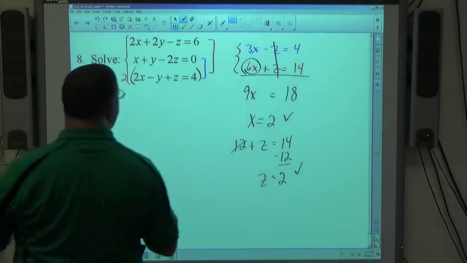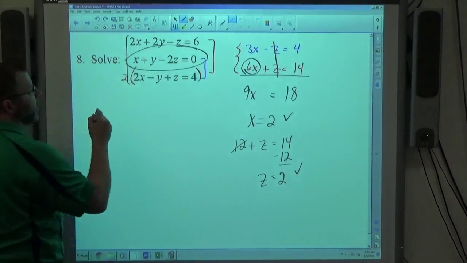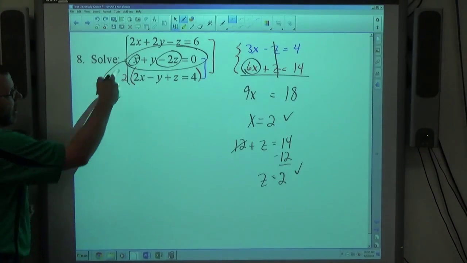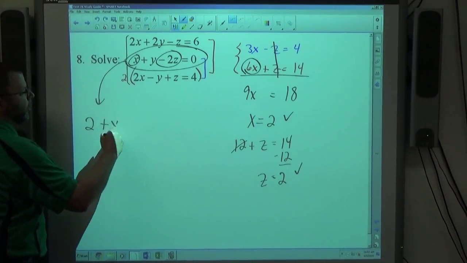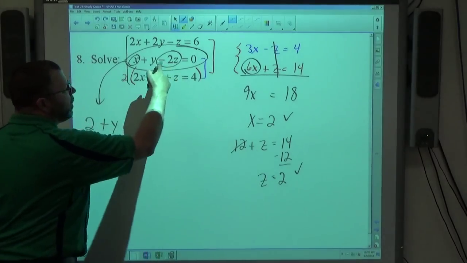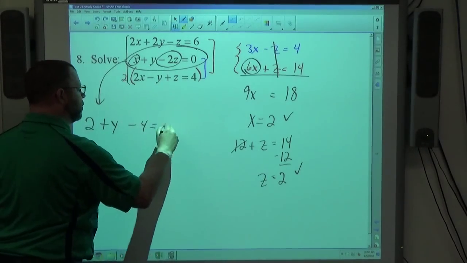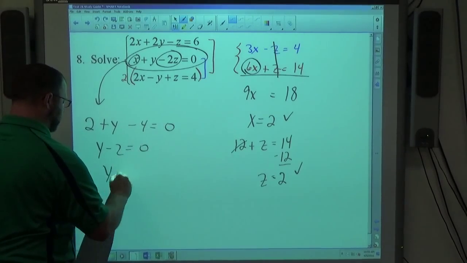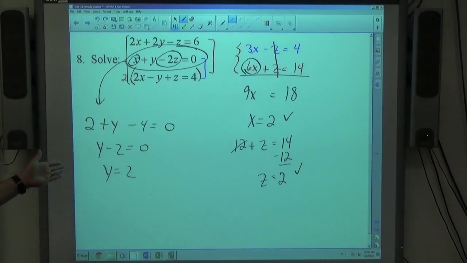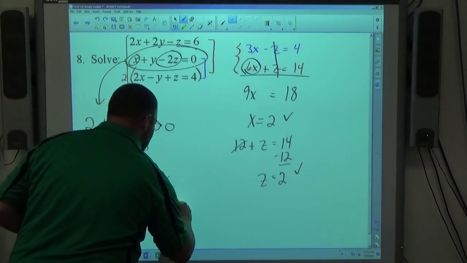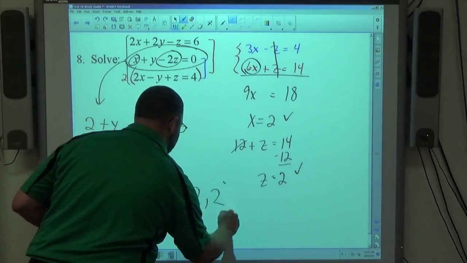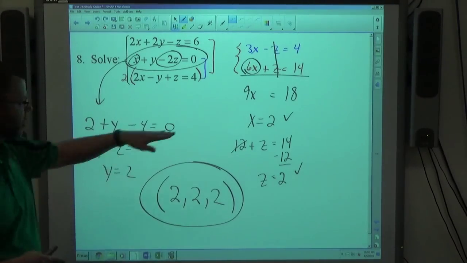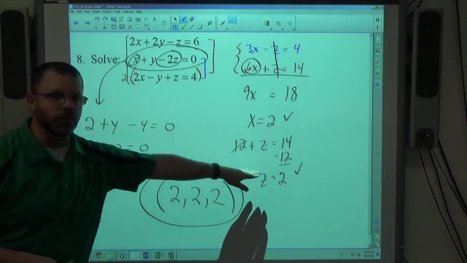I go back to any equation up here, I'm going to go to this one. I already know what x and z are. So x equals 2, y we don't know yet. Z is 2, minus 2 times 2 is going to be minus 4 is equal to 0. That ends up being y minus 2 is equal to 0, so y is equal to 2. So x, y, and z all equal 2. X, y, z order is going to be 2, 2, 2. No doubt on the order there because they're all the same. If they were different, make sure x goes first, y goes second, z goes last in your ordered triple.